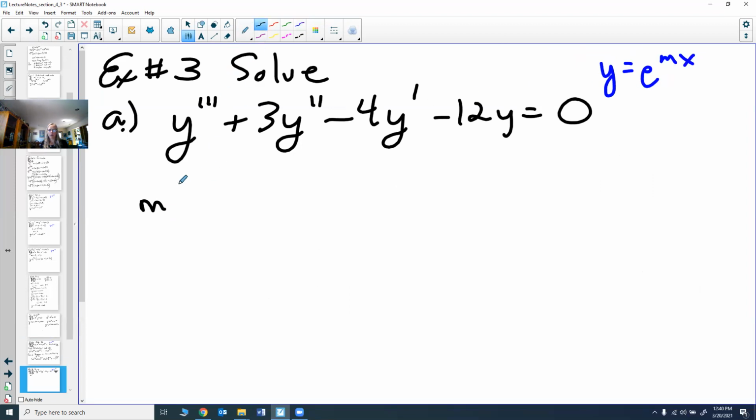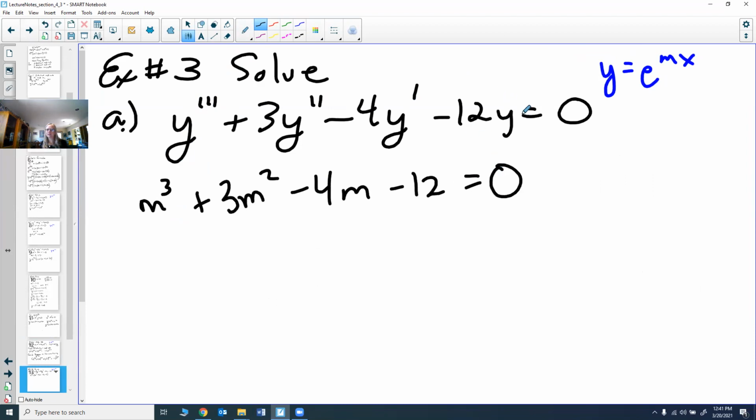And when we do that, we're going to get m cubed. When you take the third derivative of this, you're going to get m cubed plus 3m squared minus 4m, then minus 12 equals 0. Again, the reason is we're putting e to the mx in all of these and pulling that out, and that's why it becomes like this. You then solve this equation. Again, you can use technology to do this. I don't care how you go about solving this.